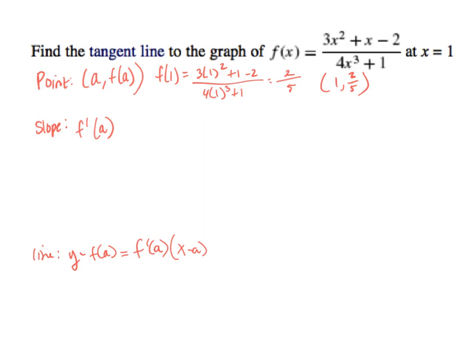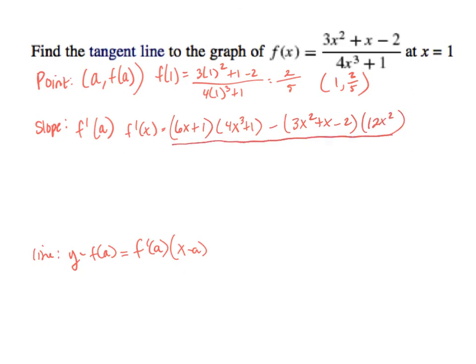Our slope, first I'm going to find f prime of x using quotient rule. And once I have it, then I plug 1 in. So when you're doing it at a point, we don't have to simplify like we've been doing previously. I'm just going to derive it and then input 1 right away. So 6x plus 1, that's f prime, times g, minus f times g prime, divided by g squared.